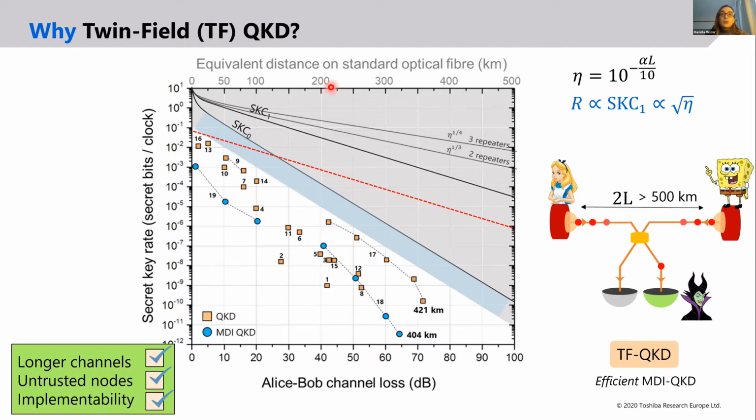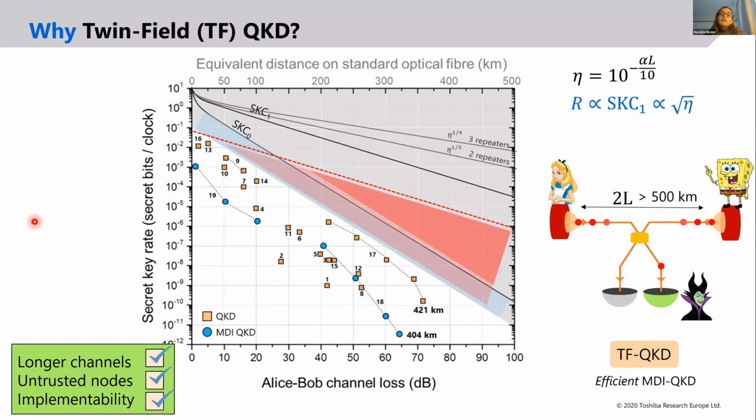And because of this, we get the security bound for TFQKD, which is this red line here, which is parallel to the secret key capacity for one repeater. And this means that the key rate for twin-field QKD is proportional to the square root of the transmissivity. So twin-field QKD is giving us longer channels, it is giving us untrusted nodes, and it's also currently implementable with the technology we have. So this is why we're so motivated to look into this protocol.